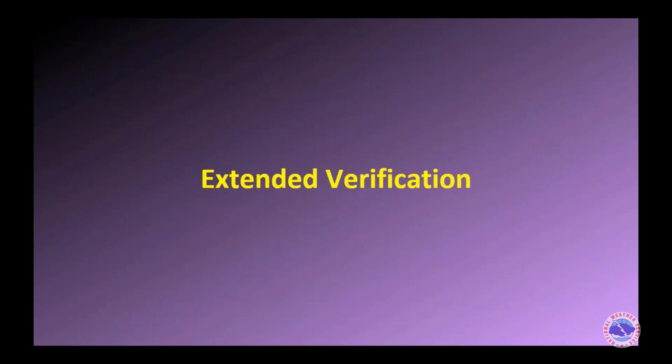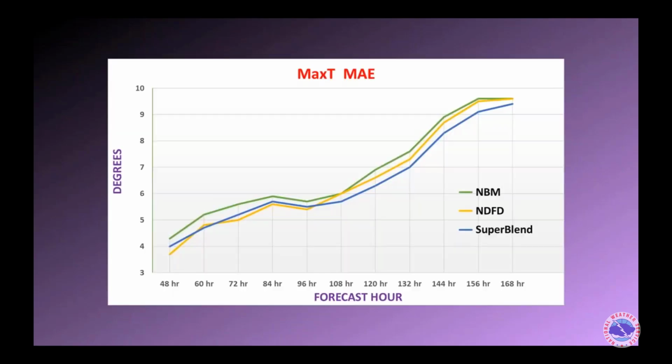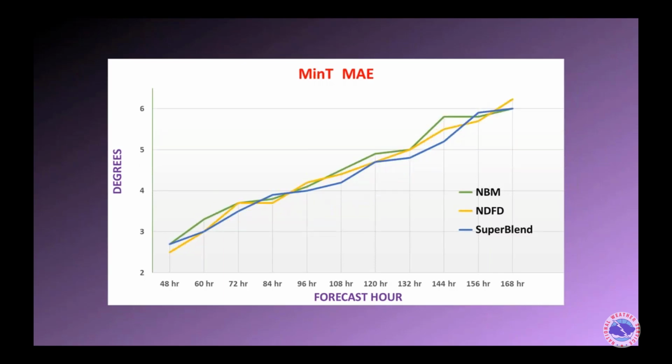Extended verification now. Now we'll focus more on the super blend instead of the conshort. Looking at max T, 48 hours out to 168 hours, shows the super blend and the NDFD ahead of the NBM for pretty much every single time frame. Min T is the same as well, except that once at 84 hours, it looks like the super blend did a little bit worse. But otherwise, it's pretty similar to the theme we've been seeing so far.